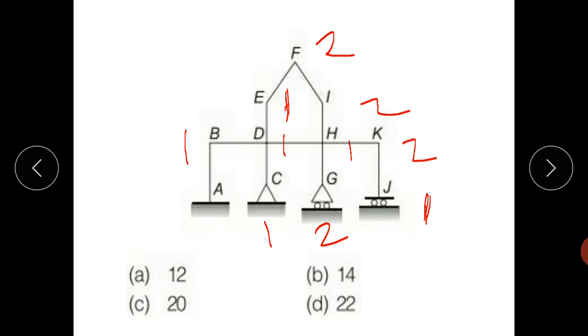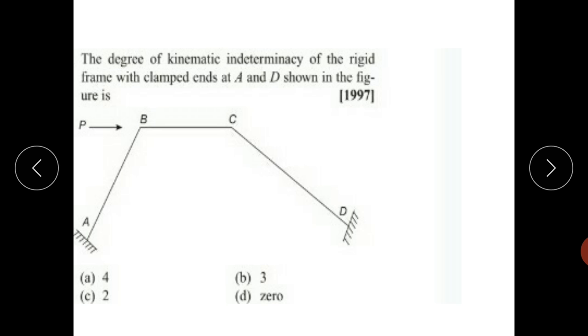Here if we neglect the axial deformation in y direction, so delta x and rotation, delta x and rotation, only 1 rotation. Here delta x and rotation, only 1 rotation, only 1 rotation. Guided support, 1 deflection in x direction. Here delta x and rotation, here only rotation. So 2, 2, 4, 6, 7, 8, 9, 10, 11, 12, 13, 14. DKI is 14.